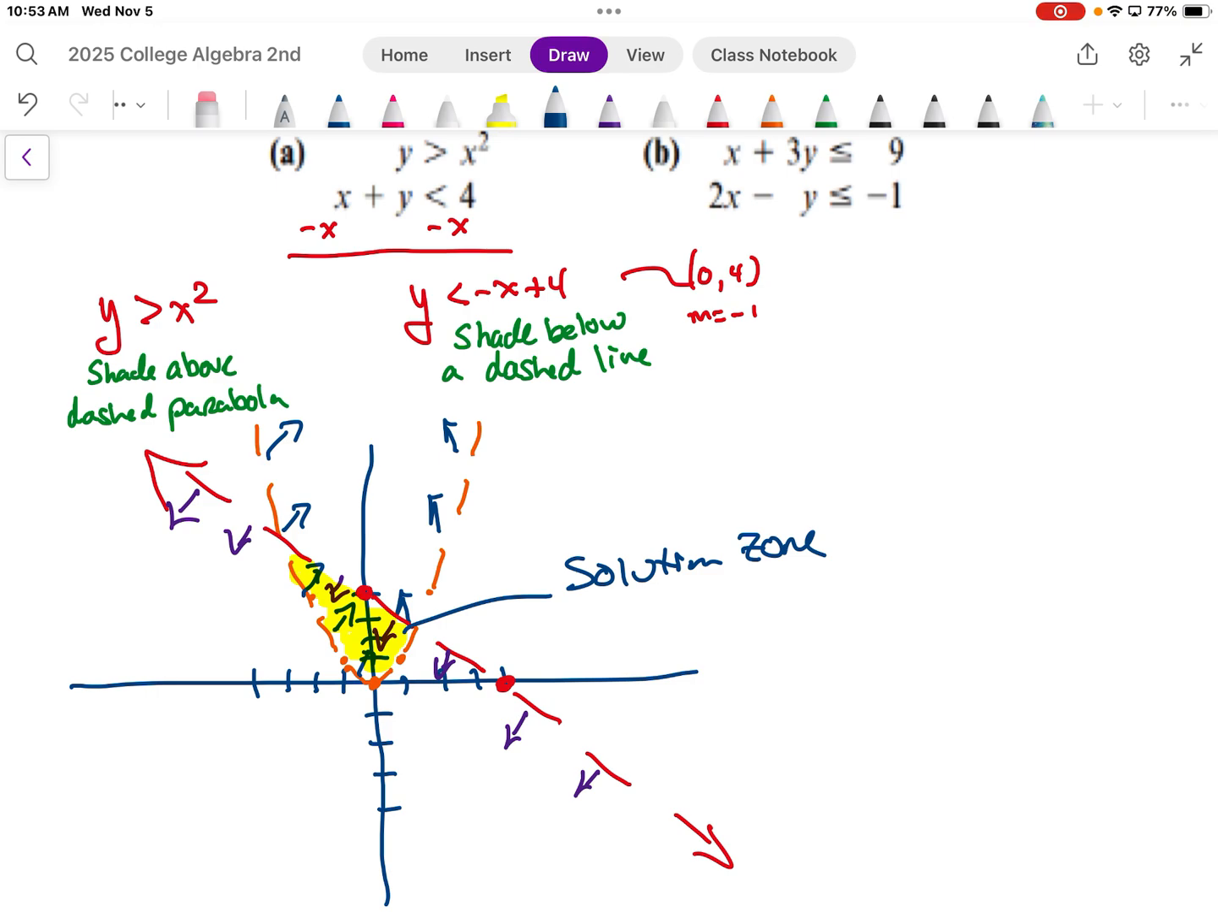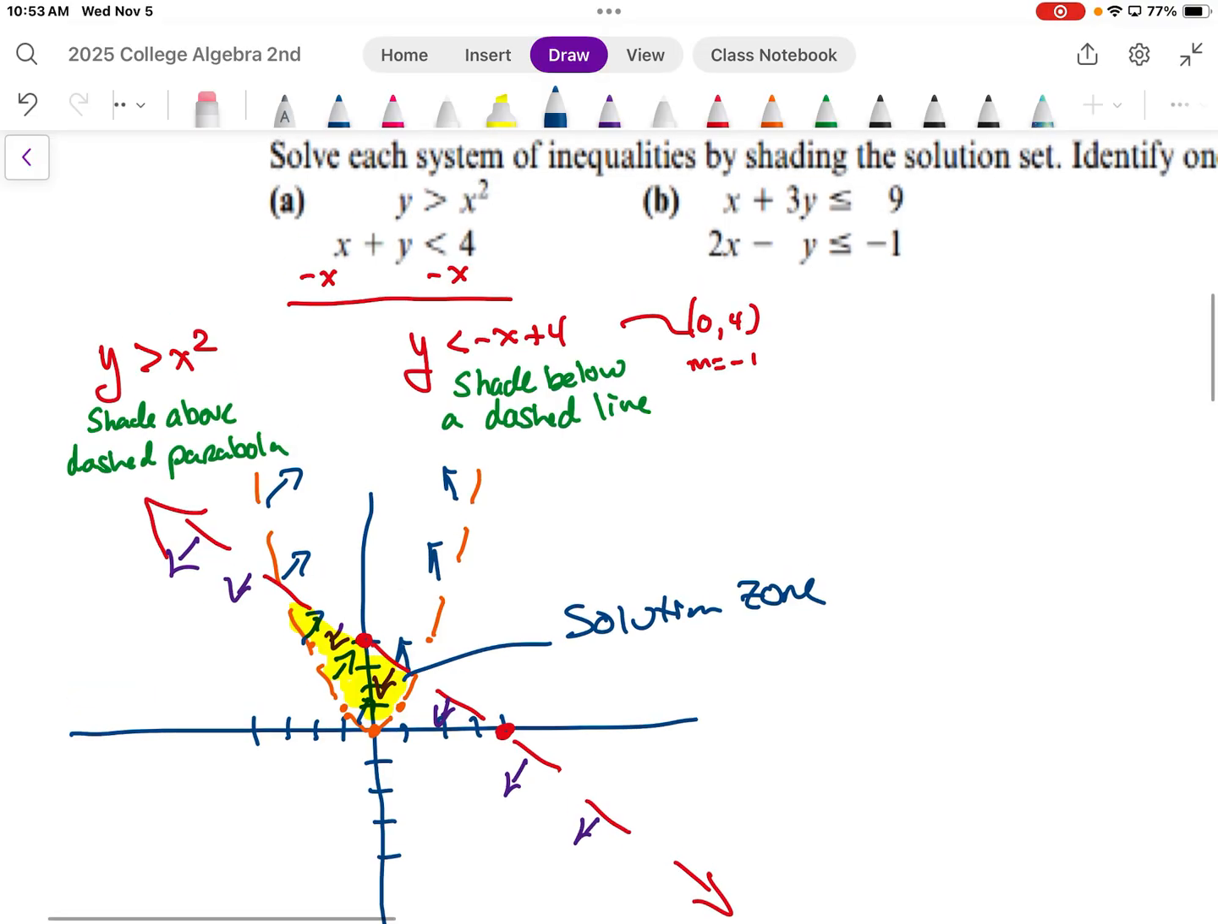Now, how can we check to see if I did this right? I could do the (0, 0). I could put 0 into both things. So with that in mind, if I put (0, 0) in the original, is 0 greater than 0?